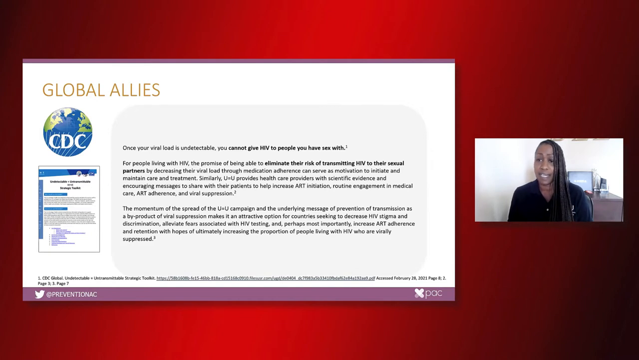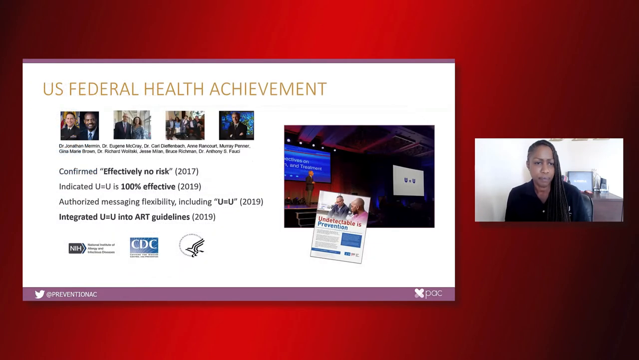Now we have the CDC global. And they state once your viral load is undetectable, you cannot give HIV to people who have sex. Next slide, please. Now in the U.S., we're going to talk about the U.S. Federal Health Achievement. So in 2017, the CDC did confirm effectively no risk, but that was kind of confusing for people. So they came back in 2017 and stated and indicated that U equals U is 100% effective, 100%.